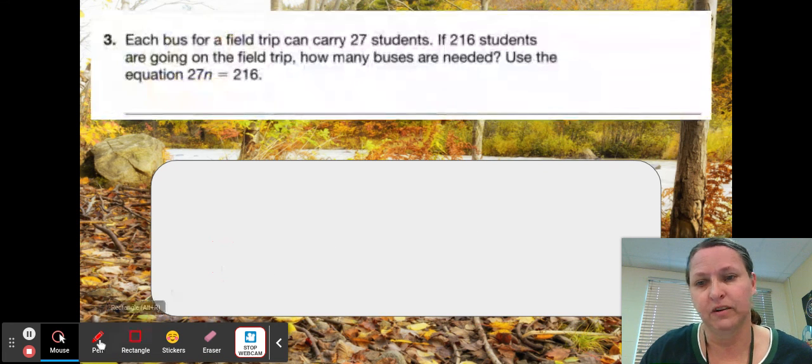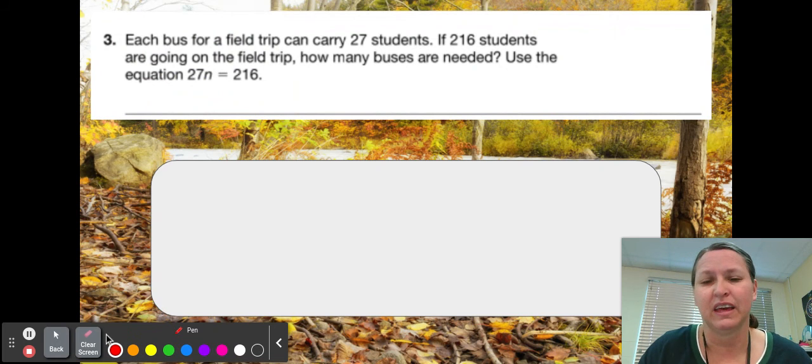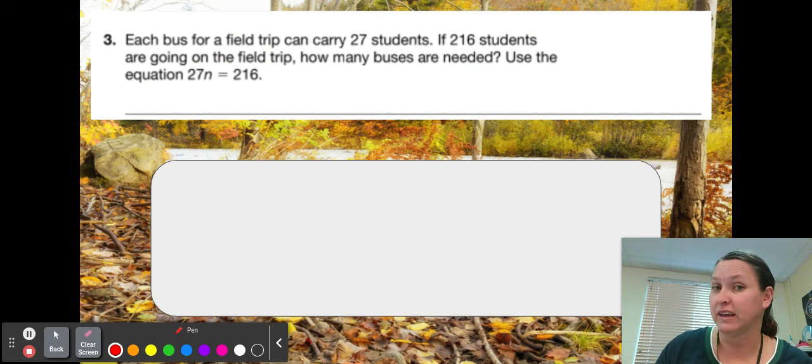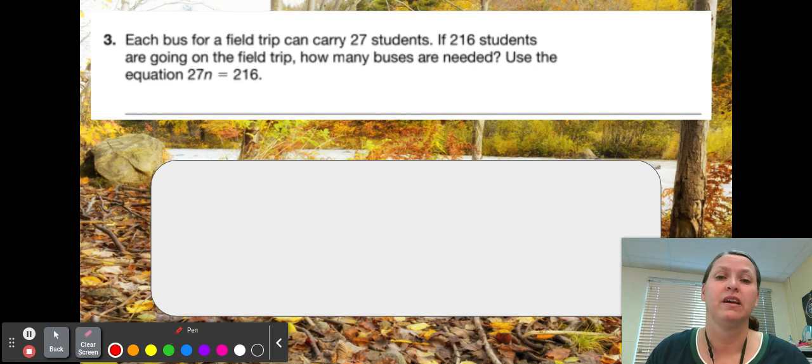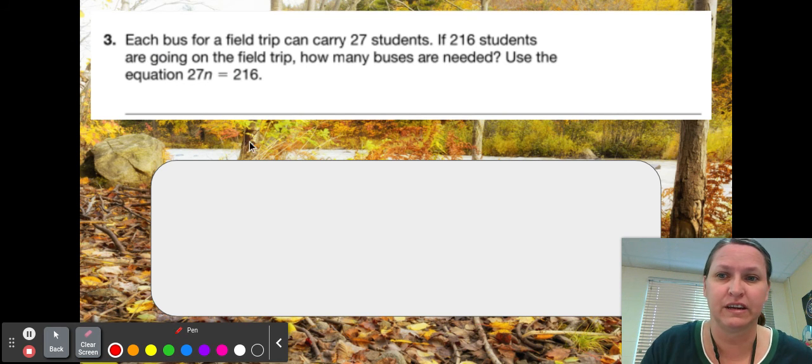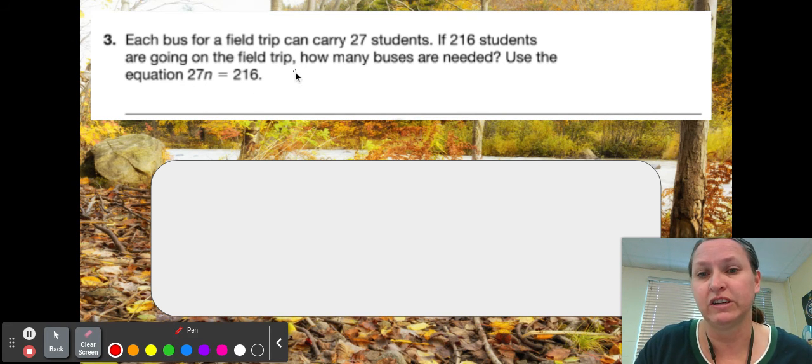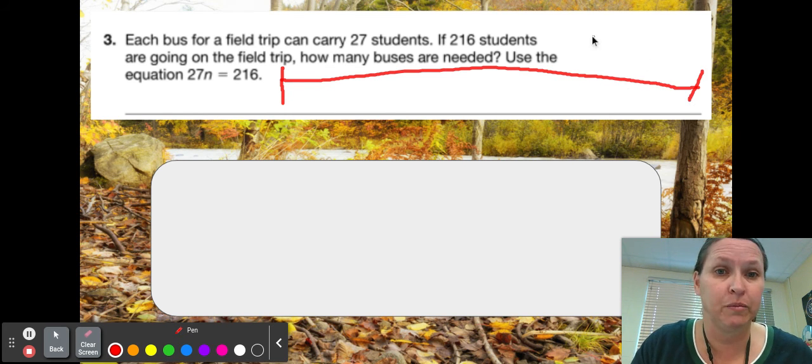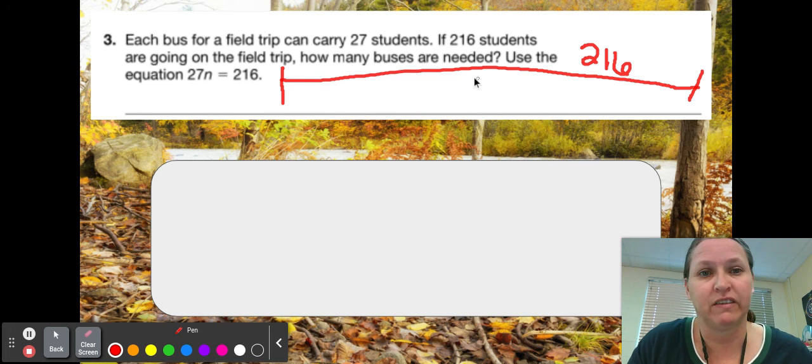Now, let's go to our last question today. Each bus for a field trip can carry 27 students. If 216 students are going on a field trip, how many buses are needed? Use the equation 27 times b equals 216. This is another one. I'm not drawing the whole picture, but I've got 216 students, and I've got 27 students per group, and I've got to figure out my answer.